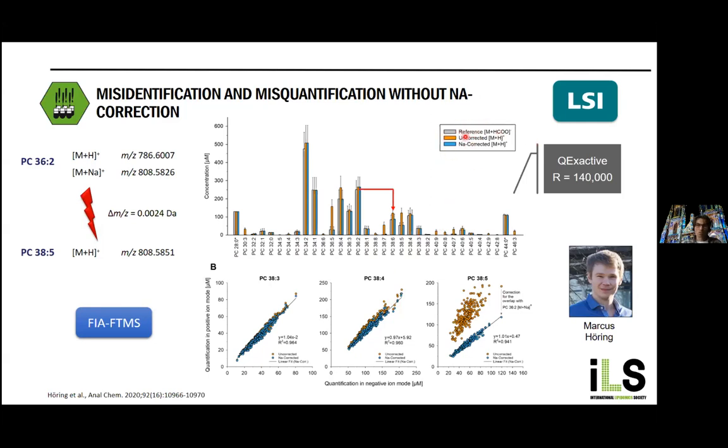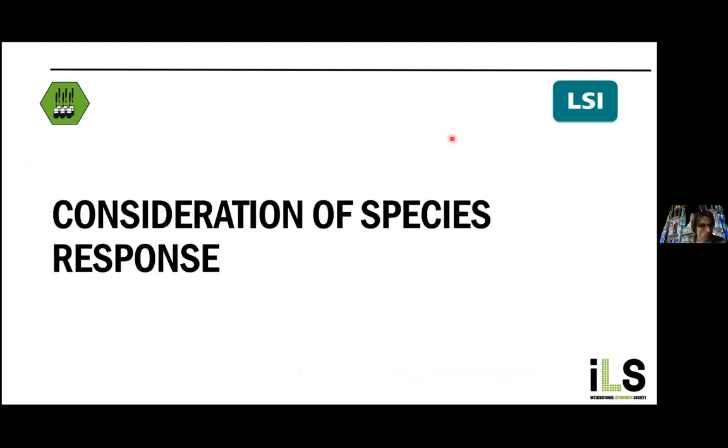You can measure also in negative ion mode. Marcus did that here in that case. If you compare negative ion mode as reference data to the positive ion mode data without correction, you see a huge overestimation here for the PC 38:5, but after correction you get quite a good match with the negative ion mode data. So that may be a way to compensate such interference. So what else is necessary?